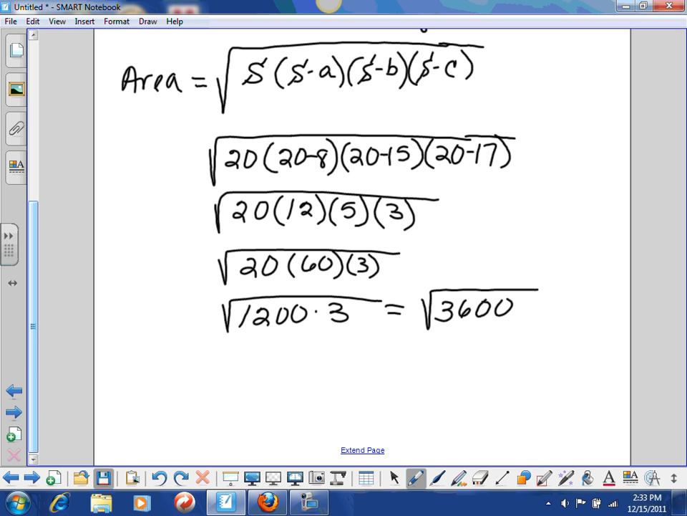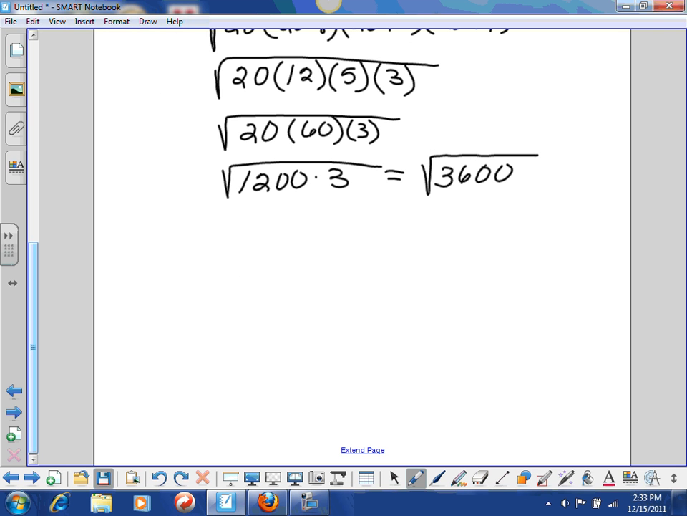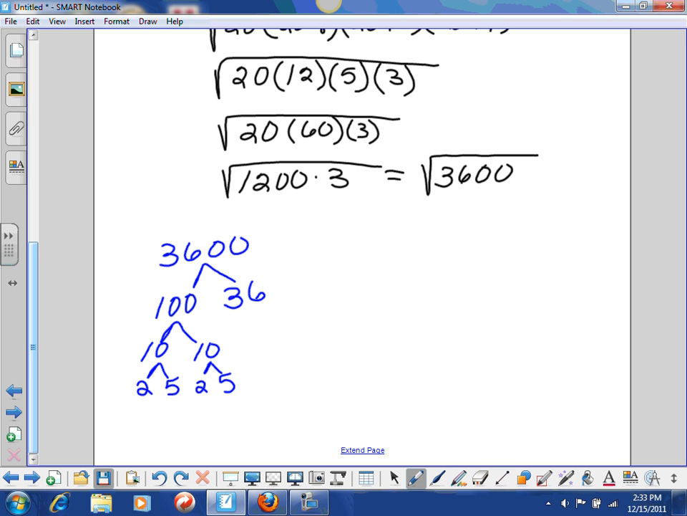Now, that's not our final answer, is it? We always know that we can reduce when we can. Always go back to your factor trees. We can do this in our head, but let's just practice. So now I've got 100 times 36. 100 is 10 times 10, which is 2 times 5 times 2 times 5. And 36 is 6 times 6, isn't it? So let's take this out. This is 2 squared times 5 squared times 6 squared. I can take that out further.